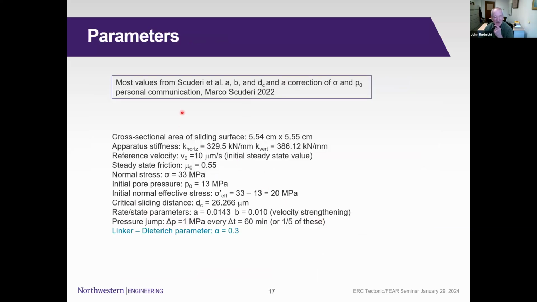The parameters, which you mostly get from the paper with some help from Marco. The rate and state parameters here, A is greater than B, so it's velocity strengthening. So you should not see instabilities. The Linker-Dietrich parameter we didn't have, and so we just chose a value of 0.3, which is plausible.